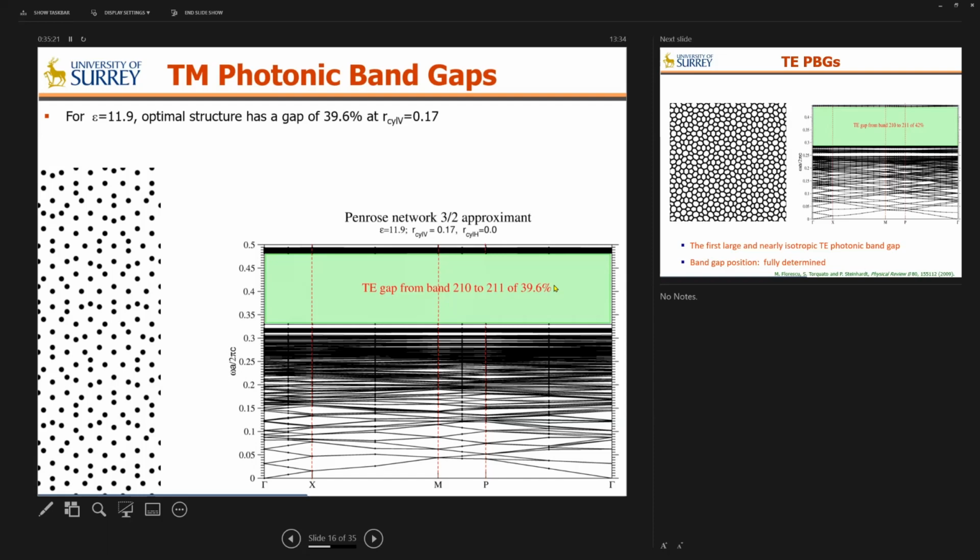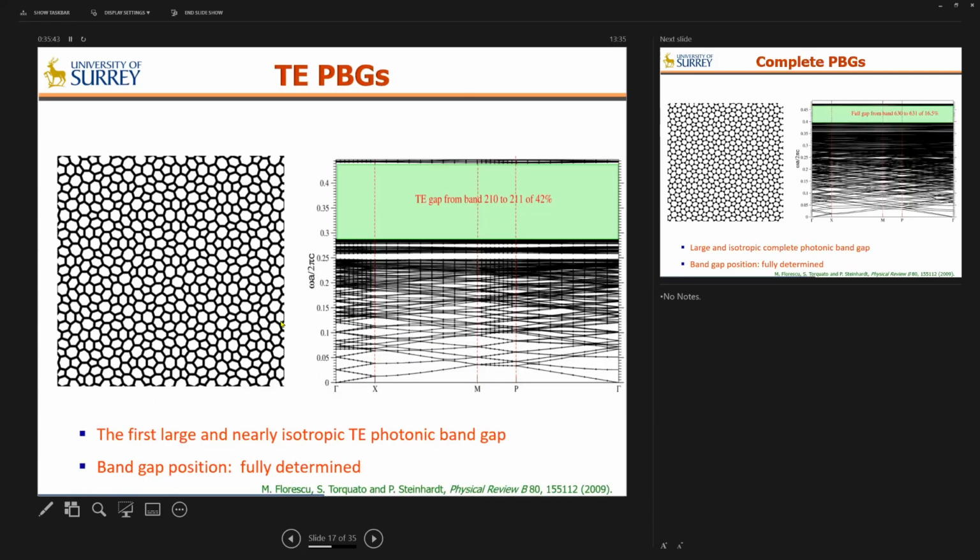It's quite interesting because the bandgap occurs at the band here, which is precisely given by the number of points inside the pattern. So here we have 200 cylinders. The bandgap is band 200, which tells me that this actually comes from the fundamental resonance inside each of the cylinders. Now, what about TE photonic bandgaps?